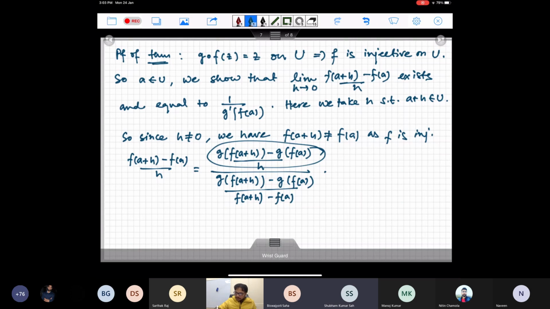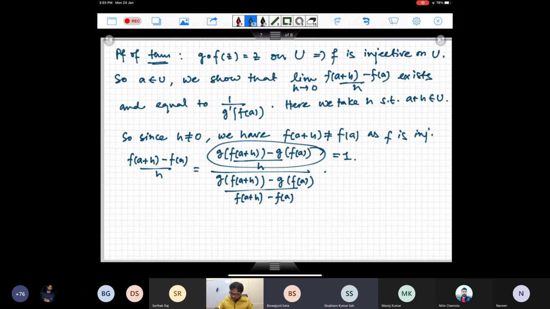Very good. This quantity is nothing but 1. It's not going to 1, this is actually equal to 1, right? Because this is nothing but (a plus h minus a) divided by h, isn't it? So this quantity in the numerator is equal to 1. I don't have to bother about that. Fine, let us look at the denominator now. Okay, now what is my denominator?